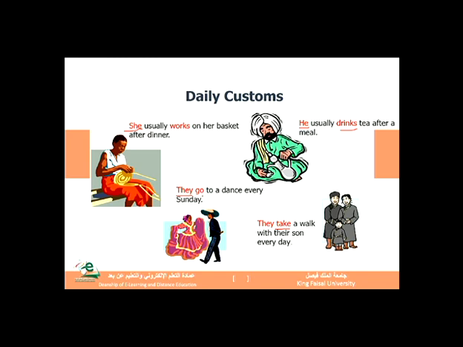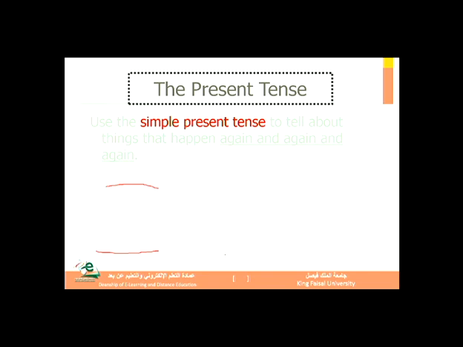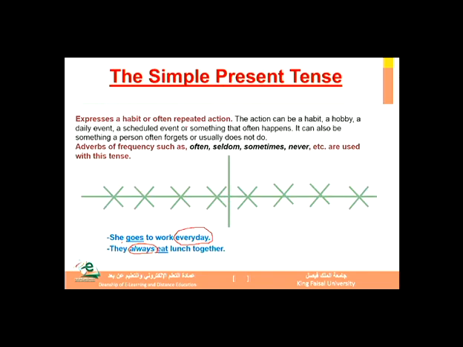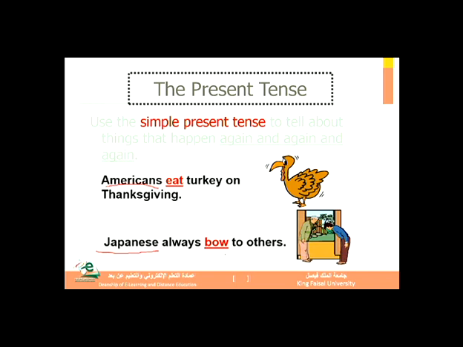The present simple tense يستخدم للحديث عن العادات. Okay? مثلا في هذه الجمل مثل ما قلنا يستخدم للحديث عن العادات. مثلا لما أقول she goes to school every day، habitual يحدث كل يوم كعادة. She goes to work every day. كذلك يستخدم للحديث عن الأشياء التي تحدث تكراراً وتكراراً. مثلاً حقيقة بأن في أمريكا الناس يأكلون الديك الرومي في عيد الشكر. فالجملة صارت Americans eat turkey on Thanksgiving.